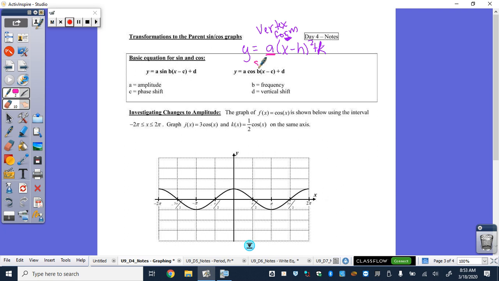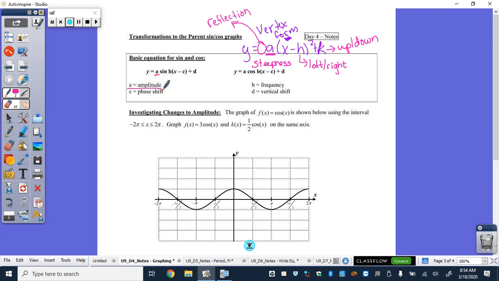A out in front, remember that controls steepness, how wide it is or how narrow it is. The negative in front of there, that is a reflection. H is left, right. K is up, down. So with our sine, cosine, and tangent curves, it is exactly the same thing. They just use different letters for it.